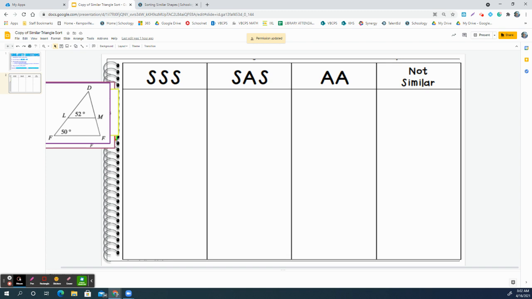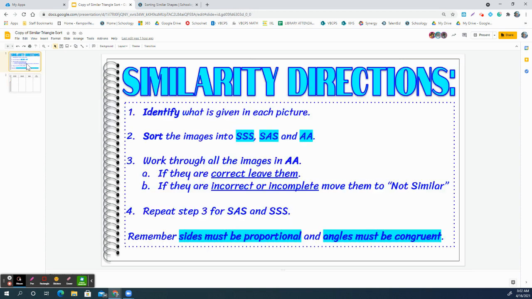Do you want to do these by yourself, or do you want to go into breakout rooms and work on them together? What do we want to do? I'm not seeing a lot of chats, so independent. All right. So let me continue to share my screen for a minute to show you what I want you to do. Okay. You're going to identify what's given in each picture.